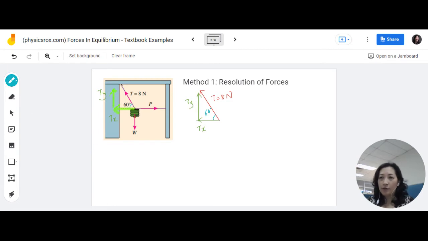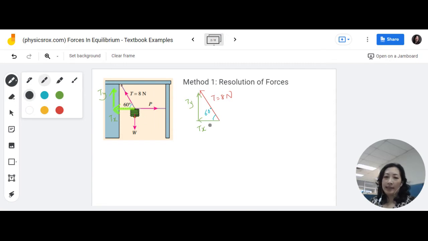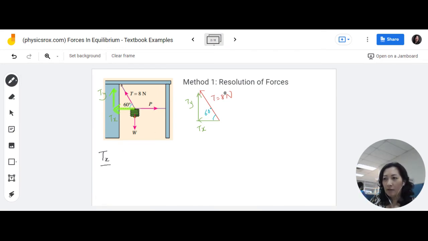To find the values of Tx and Ty, Tx, as you can see, is adjacent to the angle of 60 degrees. So if you want to find Tx, you can use Tx over the hypotenuse of 8. Adjacent over hypotenuse is cos, so that's cos 60. To find Tx, that would be 8 cos 60, which gives us 4 Newton.